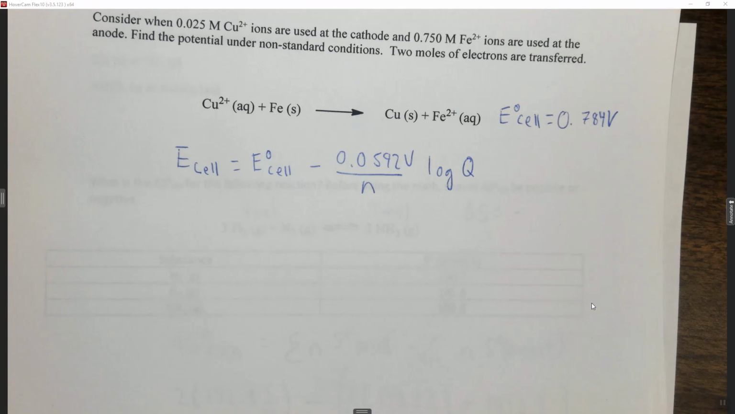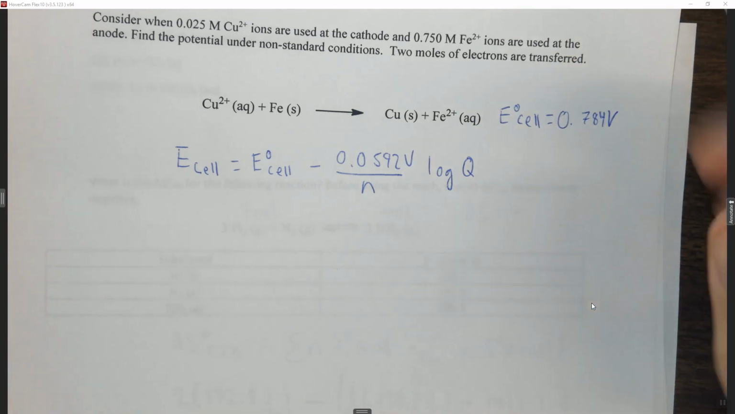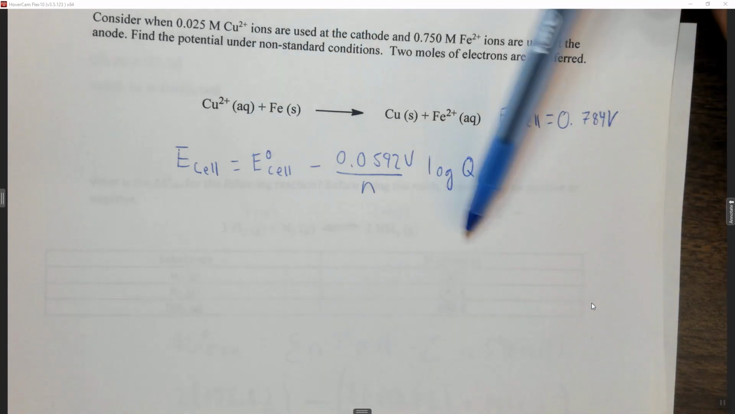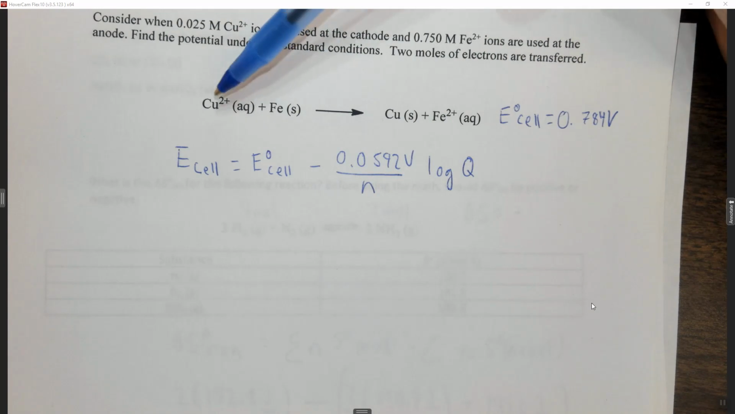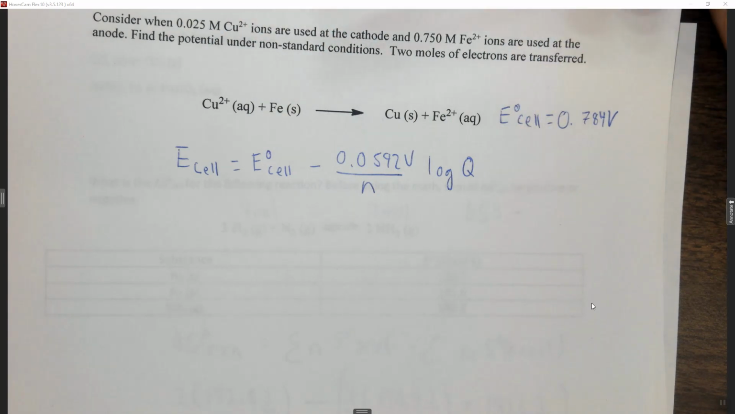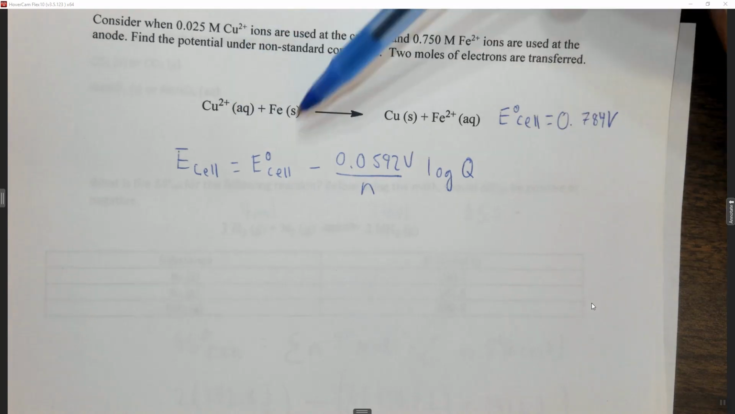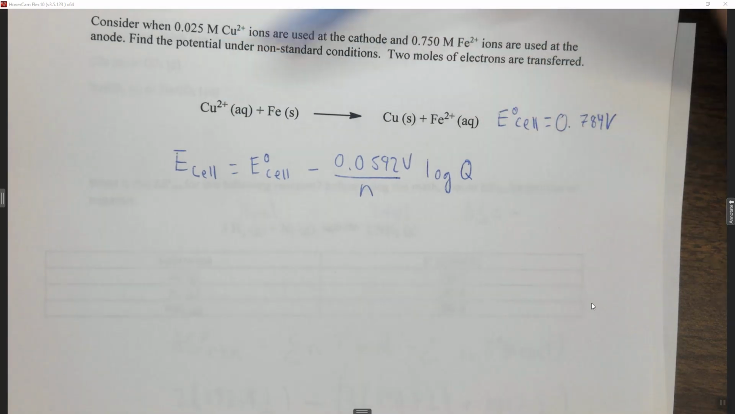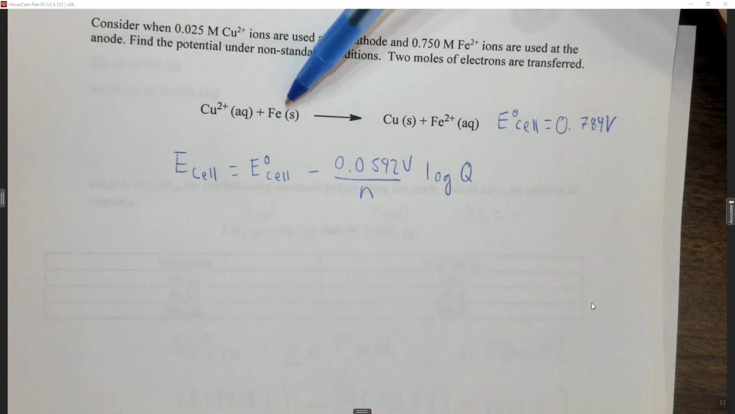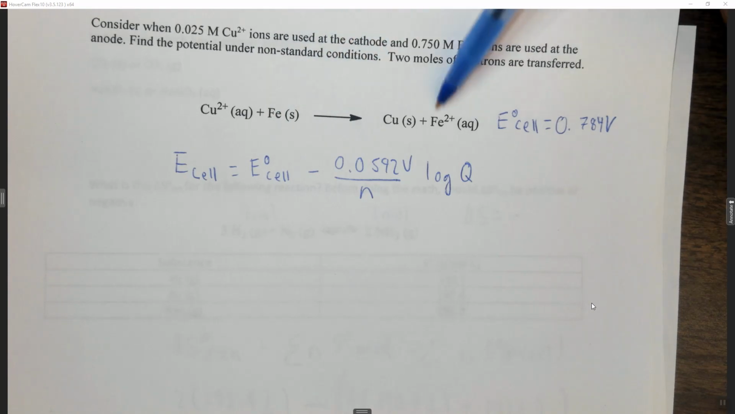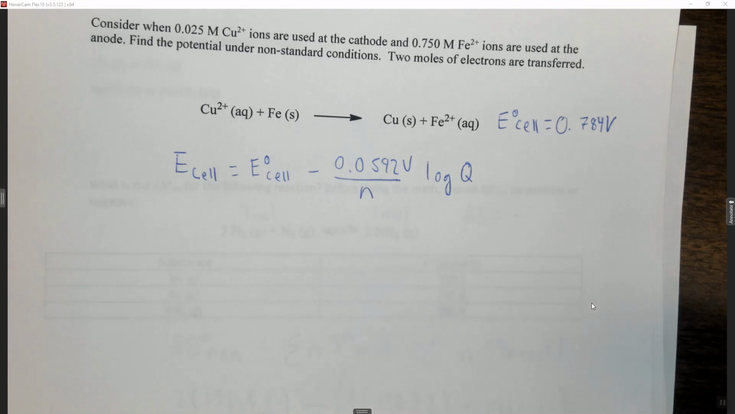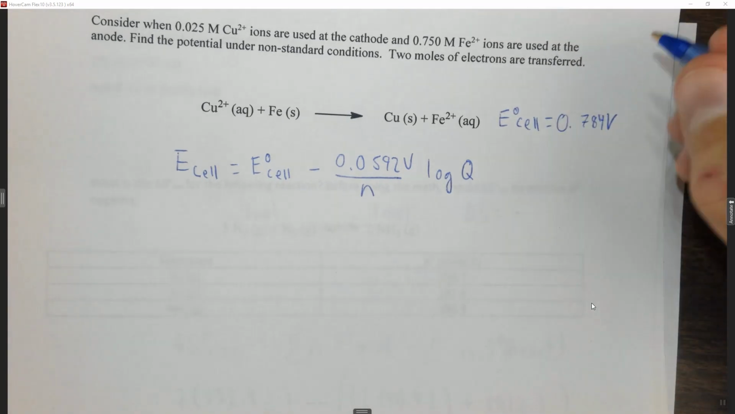All right, and this partially explains why batteries will lose voltage over time, because the concentration will change through time. Specifically, this concentration will decrease over time as the Co2+ forms Co, and this concentration will actually increase over time as the Fe forms more Fe2+. So Q is the same as K, just under non-equilibrium conditions.